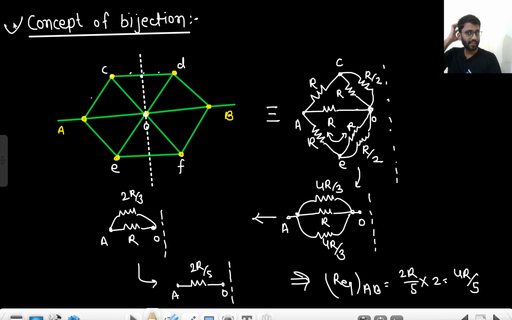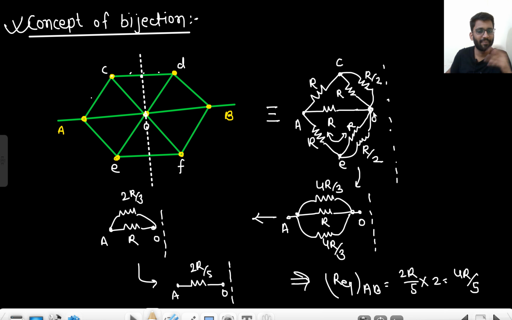So for this question, this was an easier method, right? Because you didn't have to apply star delta conversion here. You just bisected, then R by 2 and R. Don't make the mistakes like I did here. R and R by 2 are in parallel, so it will not become 3R by 2. It will become R by 3. Actually, I had it in my mind that it would be in series, so I just added it.